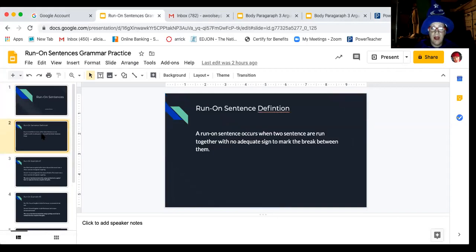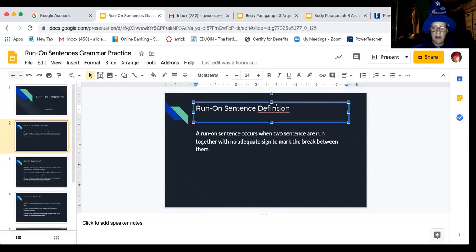Okay, so a run-on sentence definition. Nice, I can fix these right now. A run-on sentence occurs when two sentences are run together.